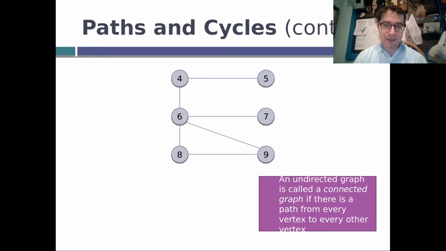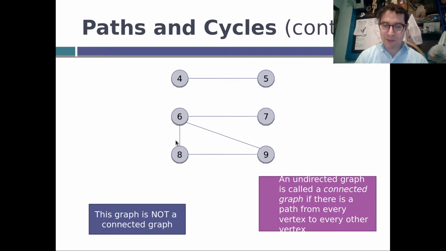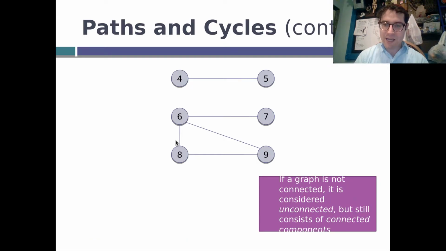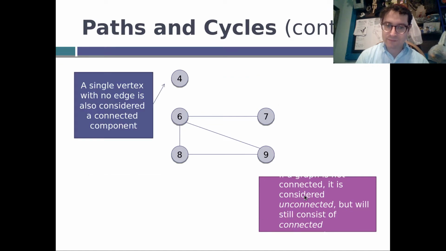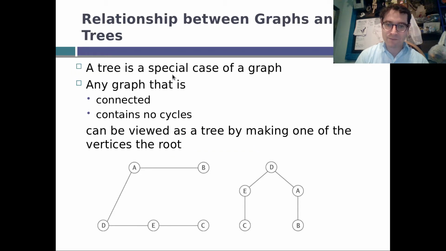So again, this is a connected graph. But once we remove this relationship between 4 and 6, we've made this an unconnected graph. Now, although it's an unconnected graph, we have connected components. We can look at 4 and 5 as a mini small graph, and 6, 7, 8, 9 as its own mini small graph. But the entirety of the graph is not connected. Oh, yeah, and if 4 is just its own thing, it's a connected component with itself, right?